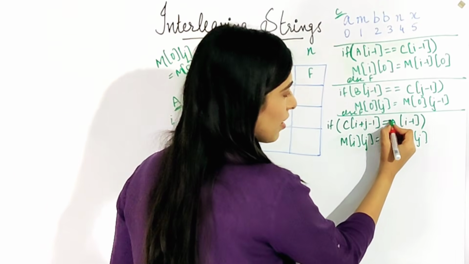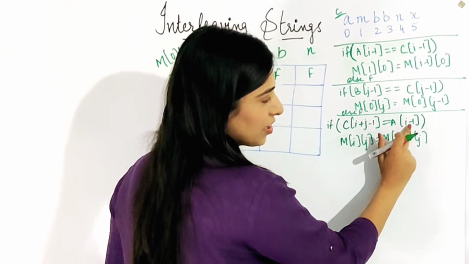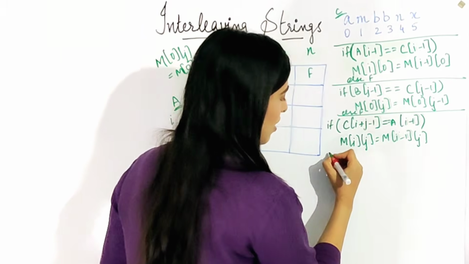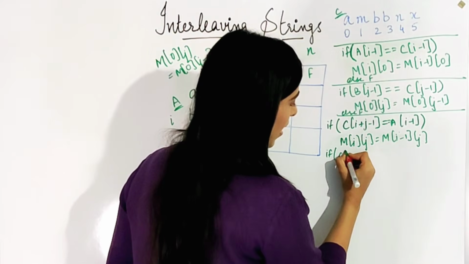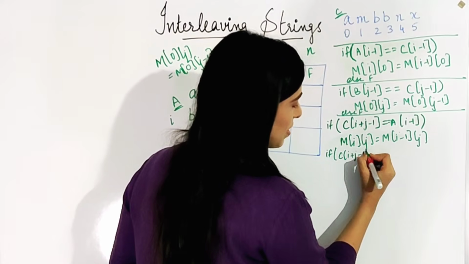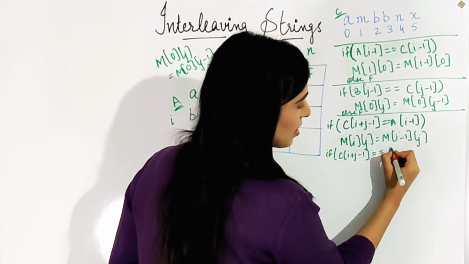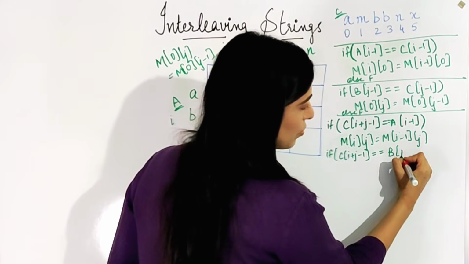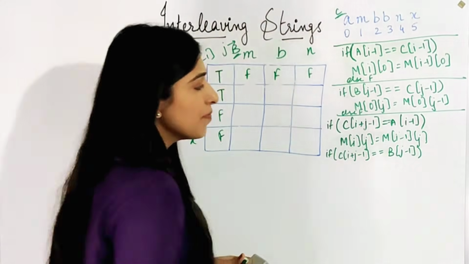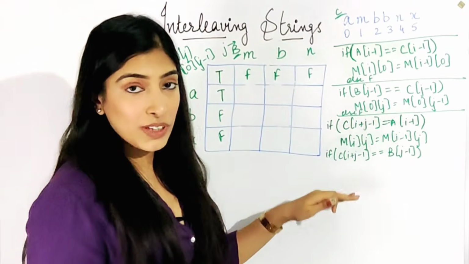So this is if the characters were matching in A and C. Now if the character in C, that is I plus J minus 1, is matching the character of B, equal to B of J minus 1, now it can be either of two cases.